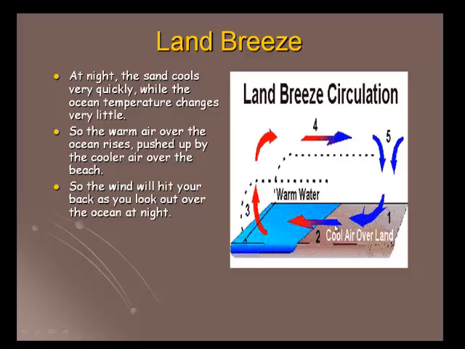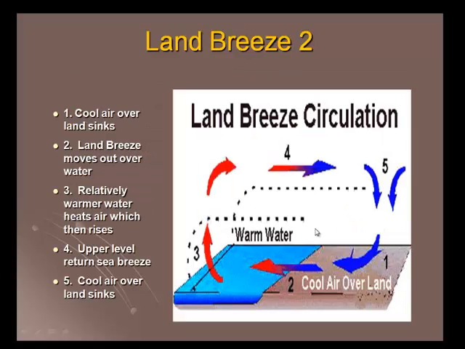The wind is a land breeze at night. The wind is coming from the land. So cool air sinks over the land because it's more dense. The land breeze moves out over the water to take the place of the warm air rising over the water. The relatively warmer water heats air, which then rises, and the upper level return to sea breeze. Cool air over the land sinks, and the circulation of a land breeze.